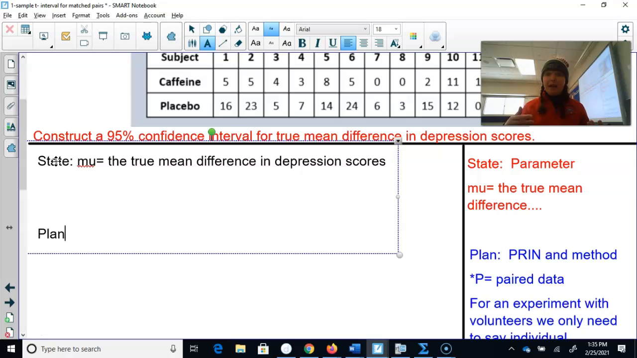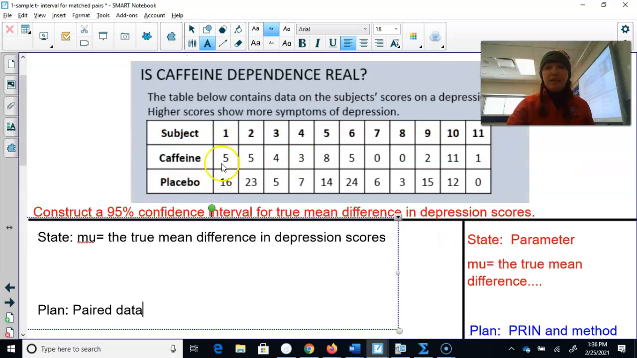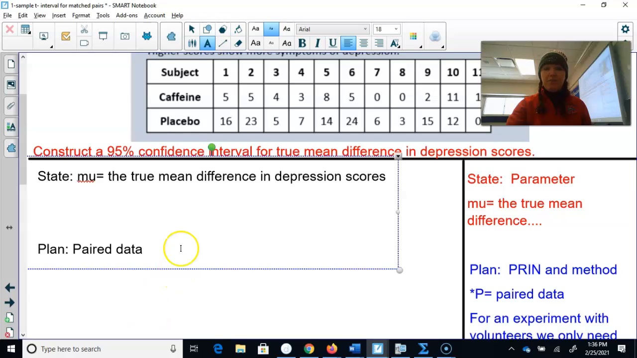Again, the new learning from last time was, hey, we have this prin now instead of this rin. The plan is we have paired data. How do I know I have paired data? Well, because each subject clearly had a placebo as well as caffeine, and you can just take my word for it as well. But when you see it looking like this, it's saying this subject had caffeine and took a depression test, and then this subject also had a placebo pill and took a depression test. Same thing here, here, here, and here. Higher scores show more symptoms of depression.